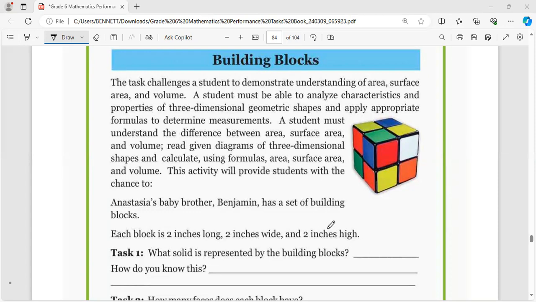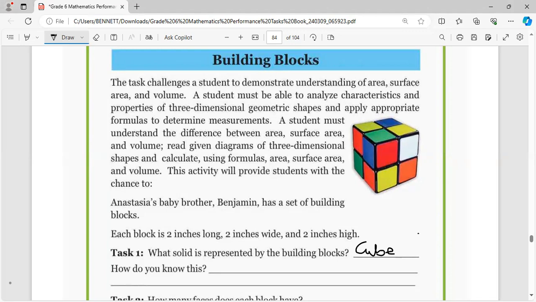What solid is represented by the building blocks? How do you know this? Alright, so first, what type of solid is that? Cube. Why a cube? Because they have the same dimensions. Alright, Deshanel, go ahead. I see you're trying to, but others are talking at the same time. Go ahead, Deshanel. I say it's a cube because it has the same dimensions.